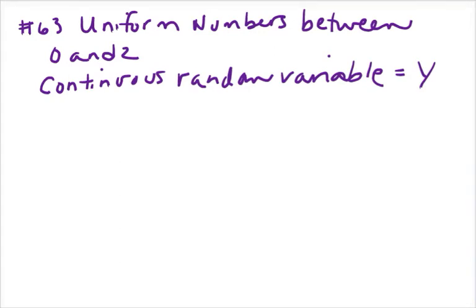Okay, I had a question on, I think it was 4.63. 4.63 is describing a random number generator that has a range of uniform numbers between 0 and 2. So we're looking at a continuous random variable, which was defined as y, and the density curve of the random variable. So let's draw this out.